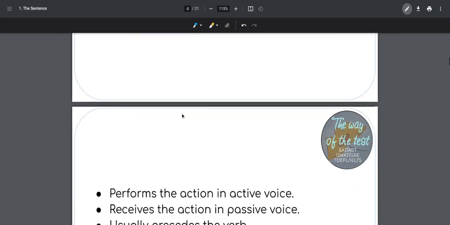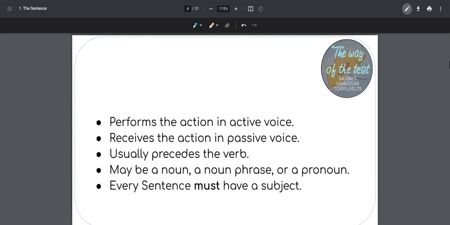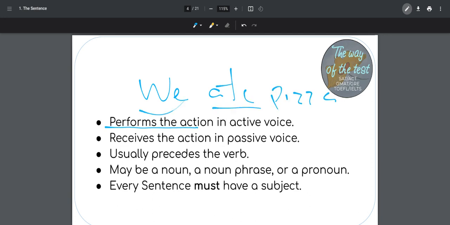Now, what is a subject? Well, if you already know, you know. You don't have to copy this part. You want to copy what you don't know. But how do we recognize the subject? Well, the subject is the one that performs the action of the verb. So when you say we ate pizza, eating is the verb, so we, that's the subject, because we are the ones that are eating pizza.